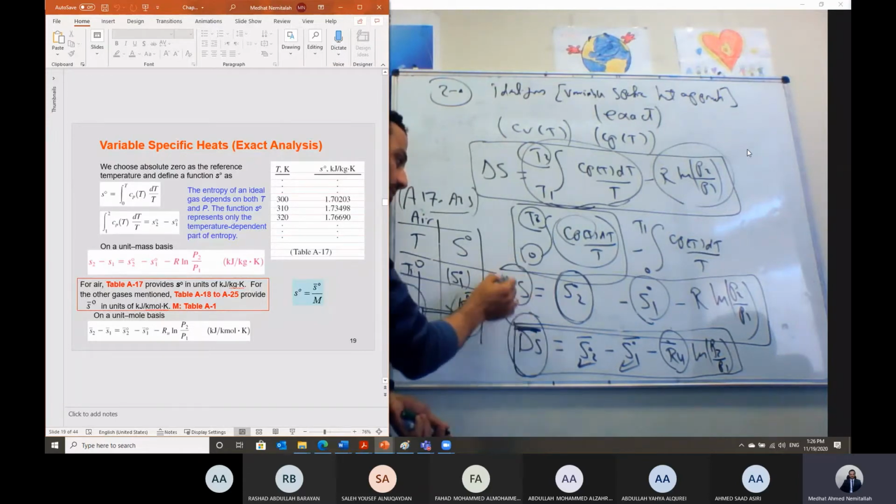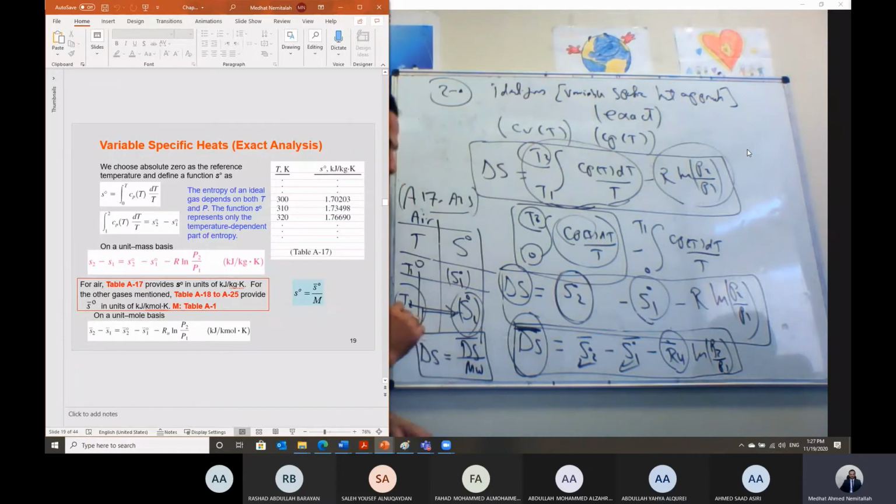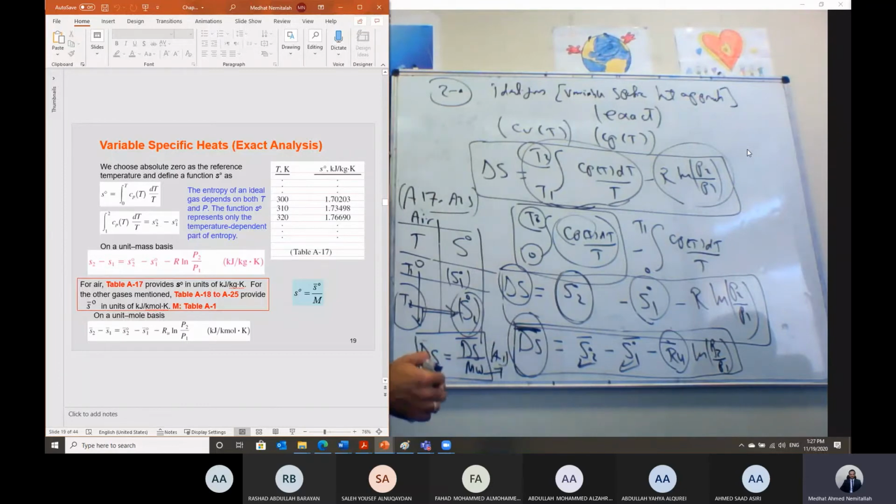But I need to calculate delta S. So at the end, you can just say delta S will equal delta S per kilomole divided by what, Shabab? Divided by the molecular weight. And the molecular weight, depending on the working fluid, I can get from table A1. Is it clear, Shabab? Yes, clear. Ahmad, is it clear? Yes.